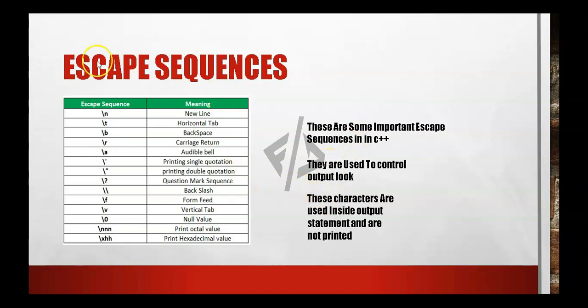Escape sequences are used to control how our output looks. These characters are used inside the double inverted commas. And these escape sequence characters, like this n, this t, this b, are not printed. So let's get to an actual example and check these.